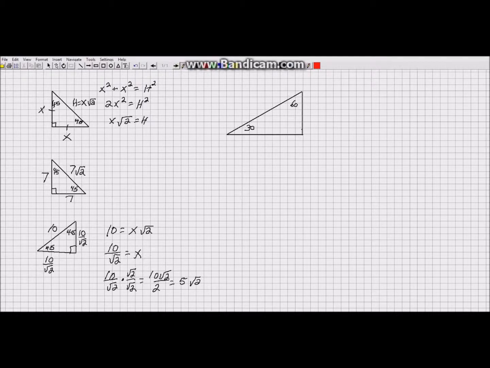These two triangles are important to remember. If you have a hypotenuse of 1 in a 30, 60, 90 or 45, 45, 90, opposite 30 will always be 1/2, opposite 60, root 3 over 2, opposite 45, 1 over root 2 or root 2 over 2.